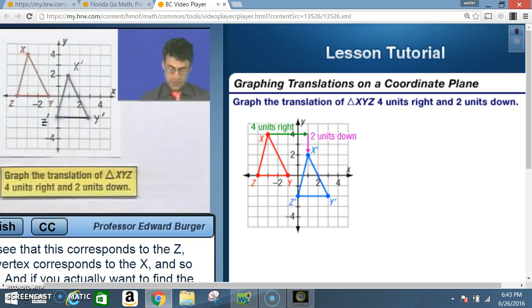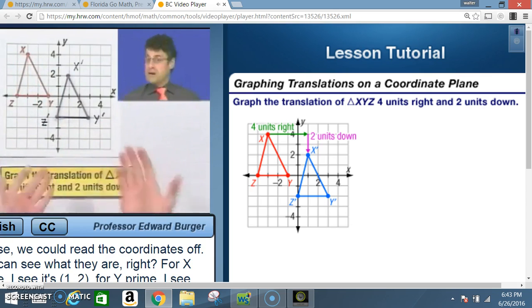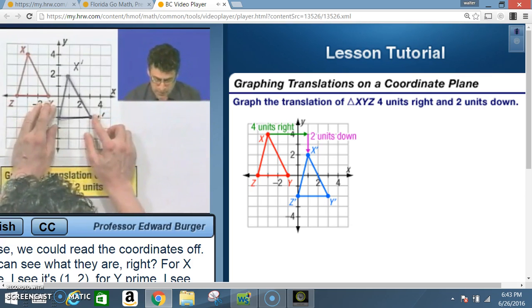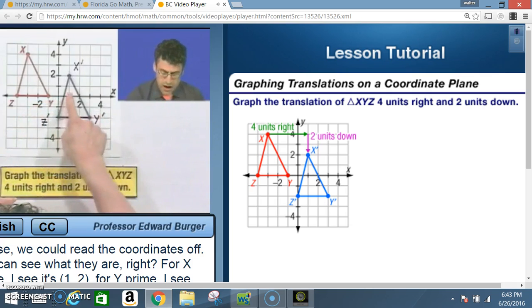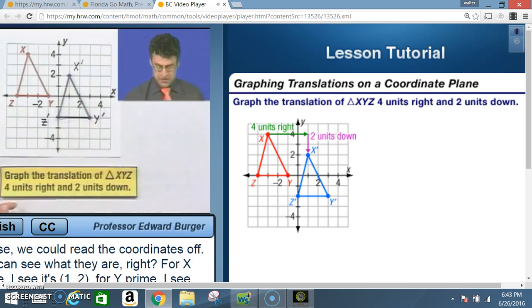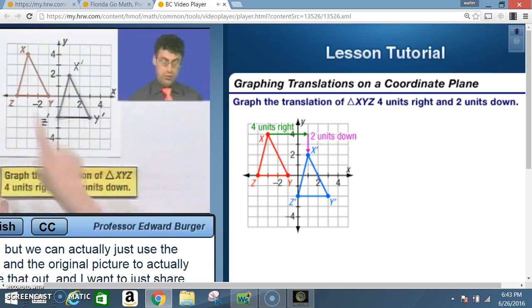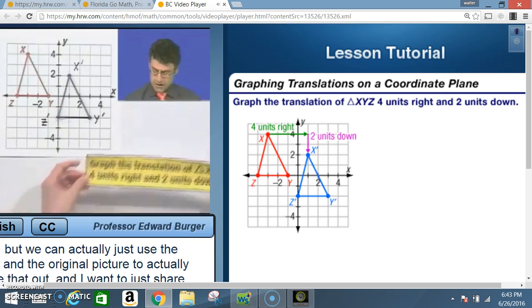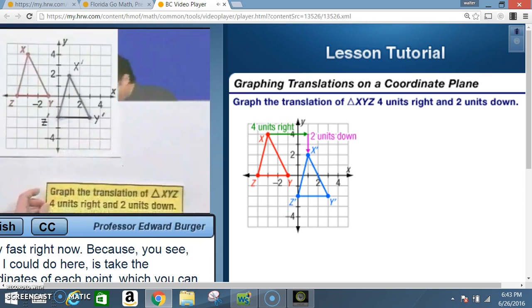And if you want to find the coordinates, of course, we could read the coordinates off. For X prime, I see it's 1, 2. For Y prime, I see it's 3, -2, and so forth. But we could actually just use the rules and the original picture to figure that out. And I want to share that with you really fast right now.